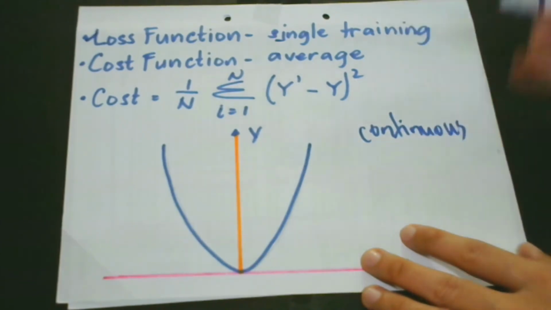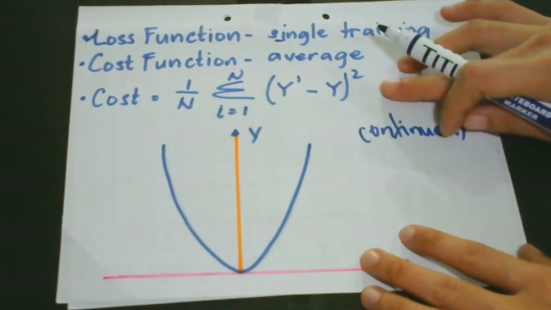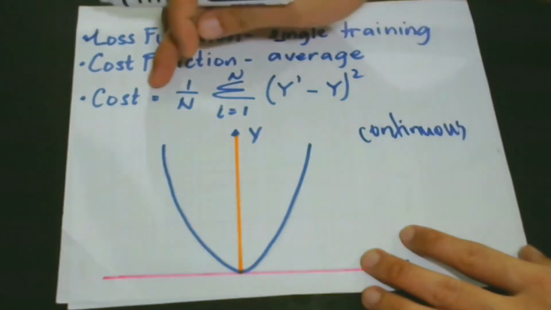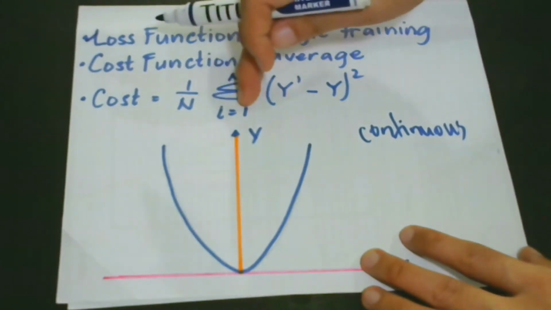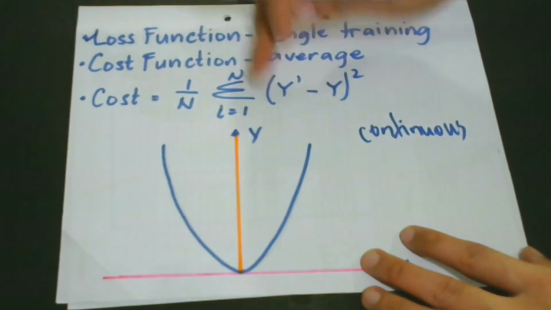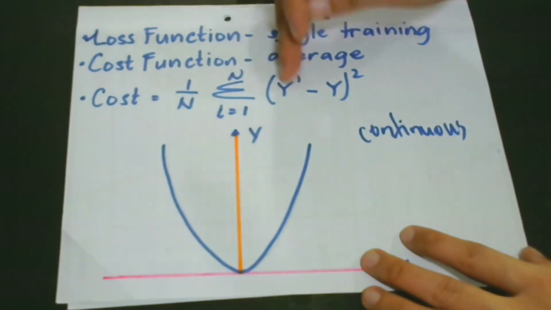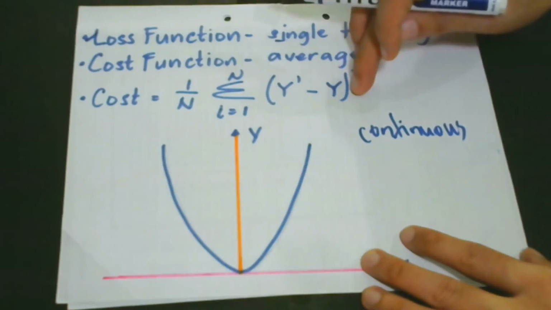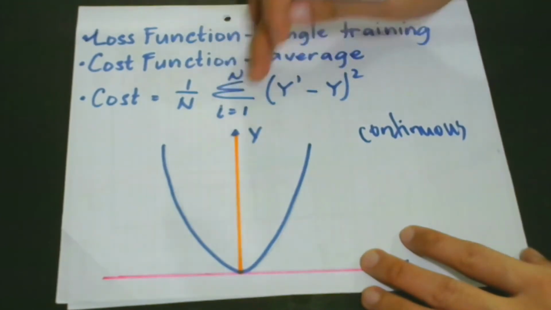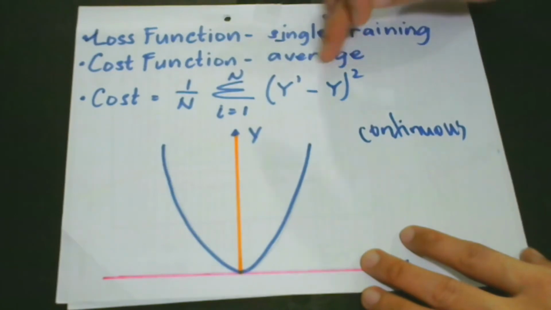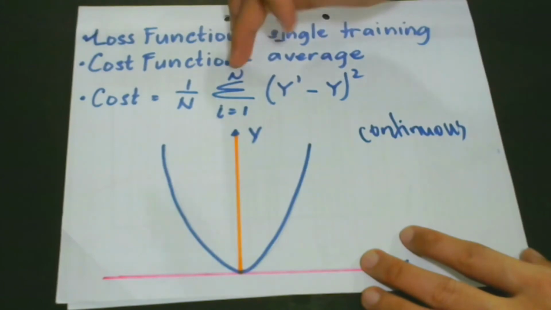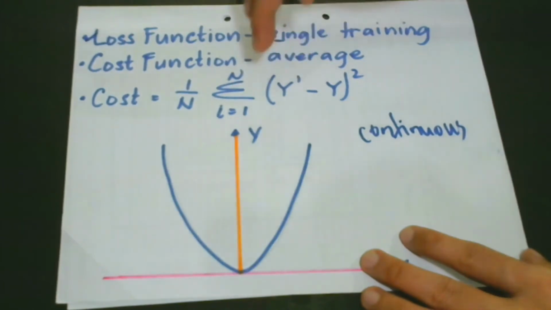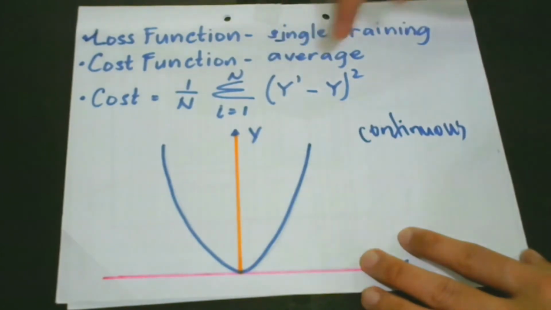So we have this formula in computing the cost function. We have cost is equal to 1 over n, then the sigma function, which represents the summation of the difference between the predicted value of y and the actual value, then we square that. Let me repeat that: we have here the summation of the squared difference of the predicted value and the actual value.